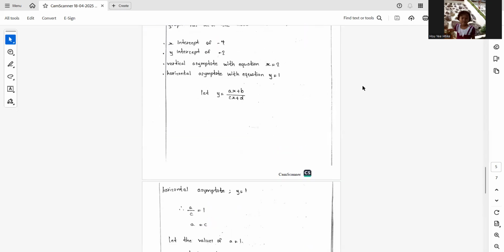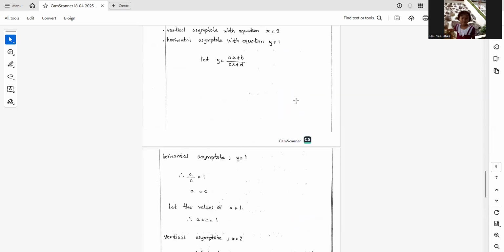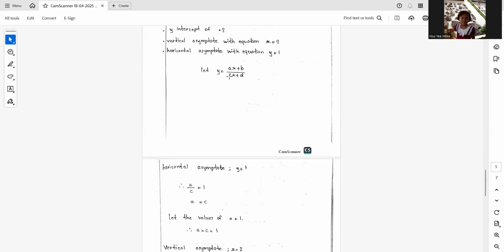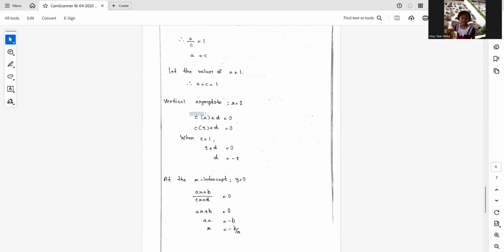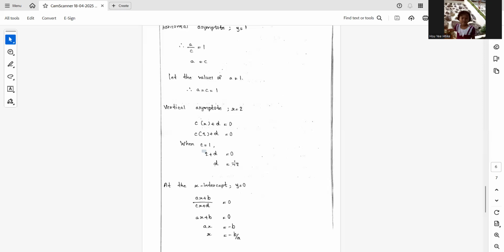For the vertical asymptote, x is equal to 2. At the vertical asymptote, the denominator would be 0. So we get cx plus d is equal to 0. We have to substitute the value of x, which is 2, in place of x. So c times 2 plus d is equal to 0. When c is equal to 1, 2 plus d is equal to 0. So we have the value of d, which is -2.